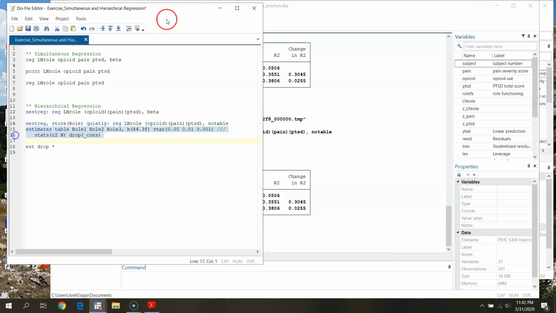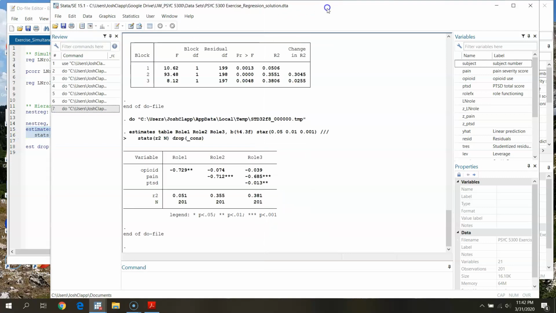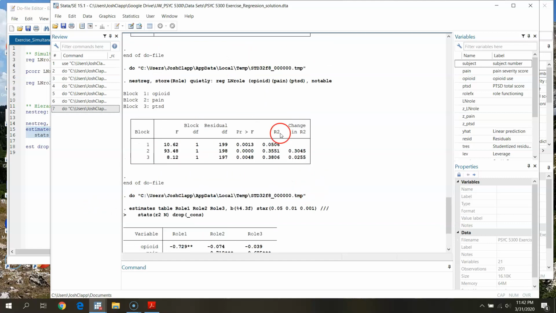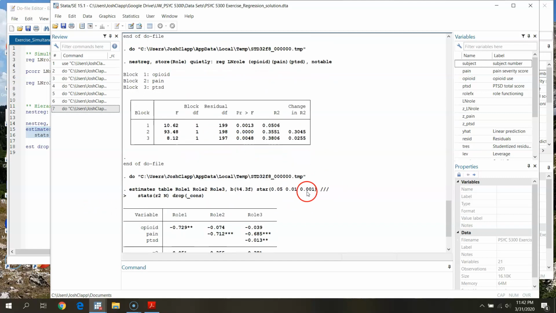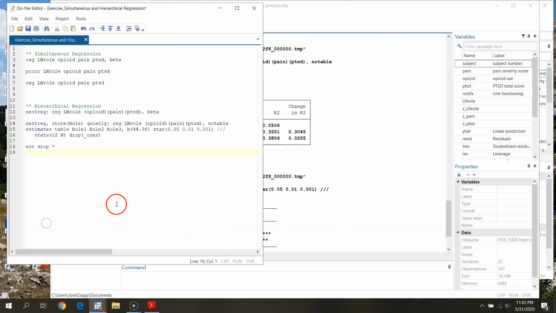So if we run this, just pretty slick, it's going to give us our unstandardized coefficient for opiate use in step 1, opiate use and pain in step 2, opiate use, pain, and PTSD in step 3, R squared at step 1, R squared at step 2, R squared at step 3, and then our sample size, which is the same. So just a cute little trick, changing up your output a little bit. You can just run the full thing if you want.